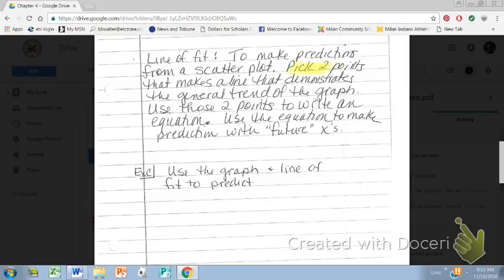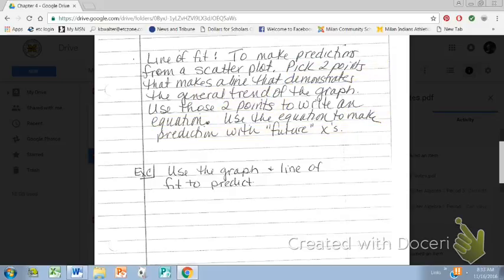So what you're going to do is pick 2 points that demonstrate the general trend, use those 2 points to write an equation, and use the equation to make a prediction with future values. So we're going to look at example C.